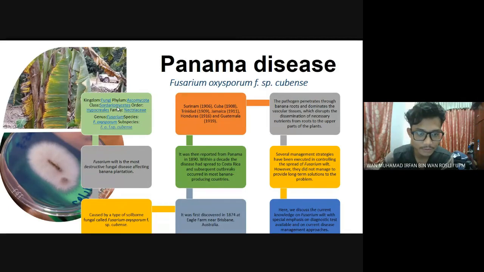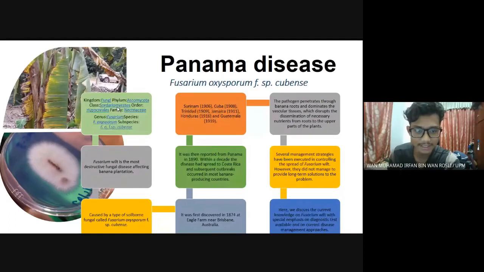Fusarium wilt is the most destructive fungal disease affecting banana plantations across the globe. It is caused by a type of soil-borne fungus called Fusarium oxysporum f. sp. cubense. The disease probably originated in Southeast Asia. The first observation of the disease was made in 1874 at Eagle Farm near Brisbane, Australia. It was then reported from Panama in 1890, so that we call Panama disease.